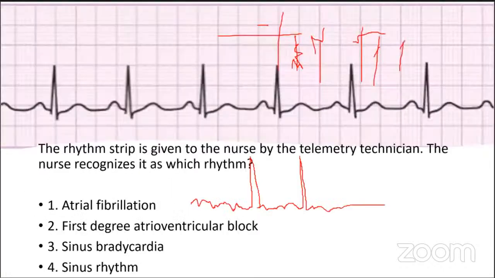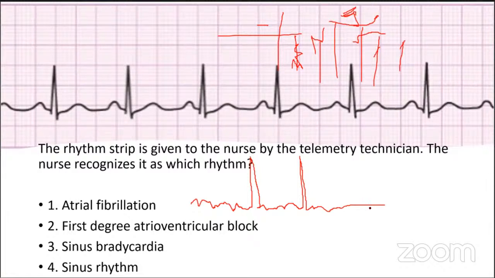So from my numbering, I know it fell between, okay. So it is my 351, 300, 150, 100, 75. So this is 100 and this is 75. So this QRS complex fell between 75 and 100, and that's within the normal range for a normal rate.